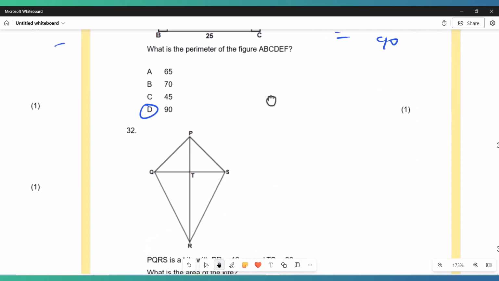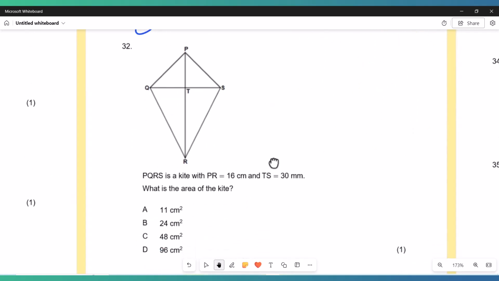Question 32. They say PQRS is a kite, with PR 16 and TS 30. What's the area of the kite? Now, because these are centimeters here, I must convert the 30 millimeters by dividing by 10, which gives us 3. So now how do you find the area for the kite?